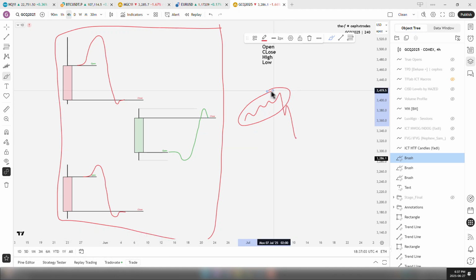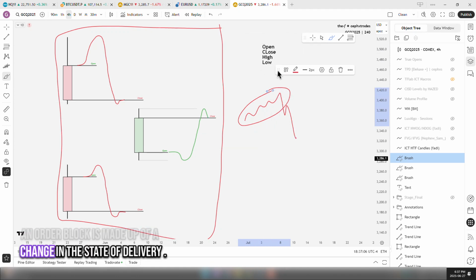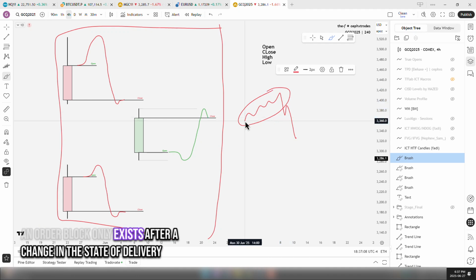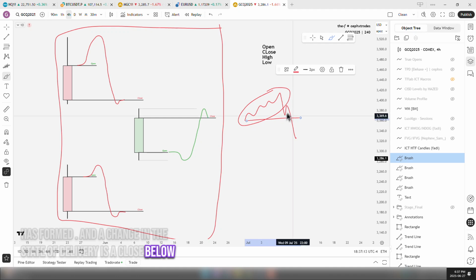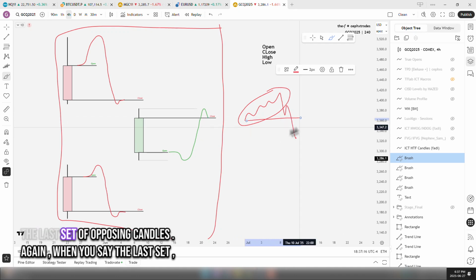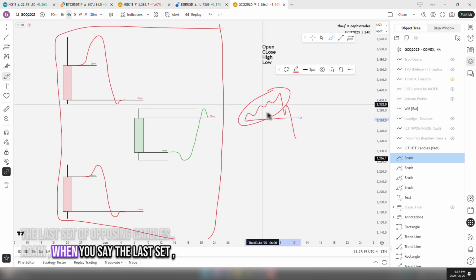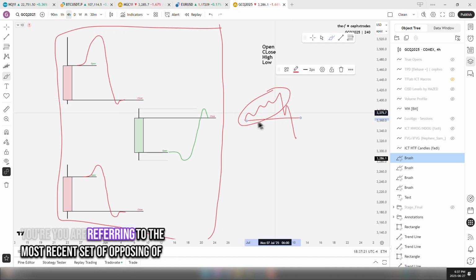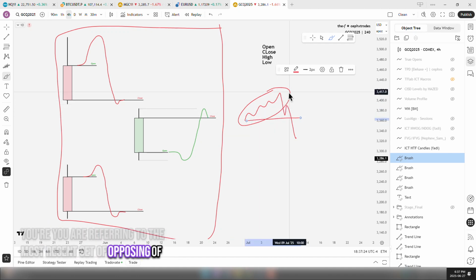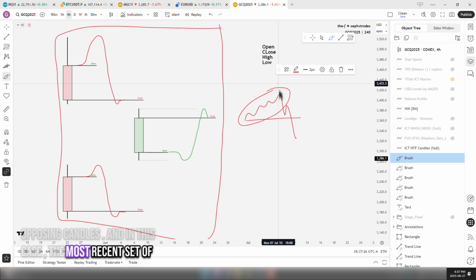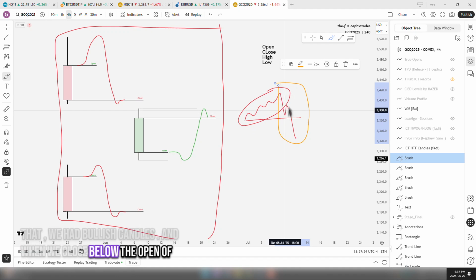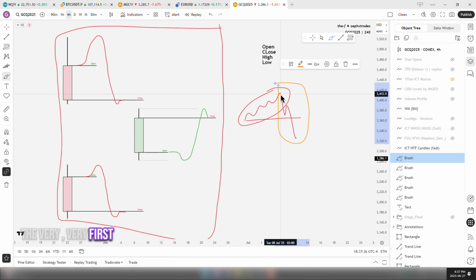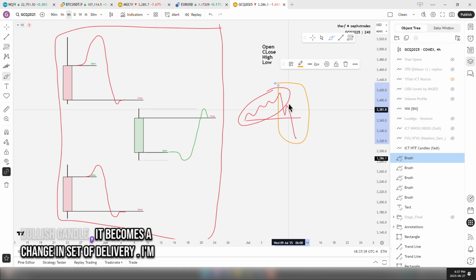But an order block is made up of a change in the state of delivery. An order block only exists after a change in the state of delivery has formed. And a change in the state of delivery is a close below the last set of opposing candles. Again, when you say the last set, you are referring to the most recent set of opposing candles. In this case, the most recent set of opposing candles are these bearish candles here. Before that, we had bullish candles. And when we close below the open of the very first bullish candle, it becomes a change in state of delivery.